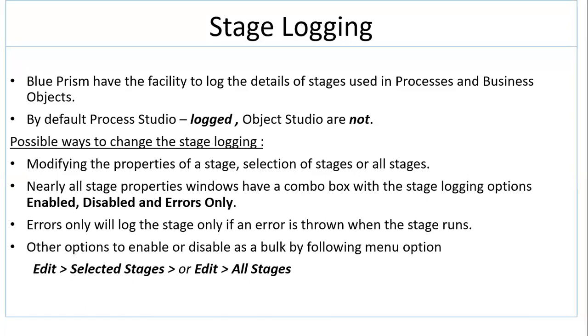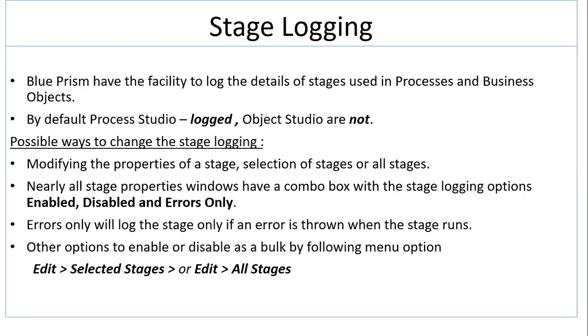There are some possible ways of changing the stage logging: modifying the properties of stages, or selection of stages, or all stages. So you can go individually to each and every stage to change the stage logging, or you can select some certain 4 or 5 stages and change the status of the logging, or you can select all the stages on the main page or whichever page, and change the stage logging. So you have 3 different options to do that.